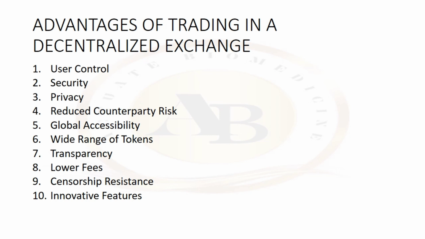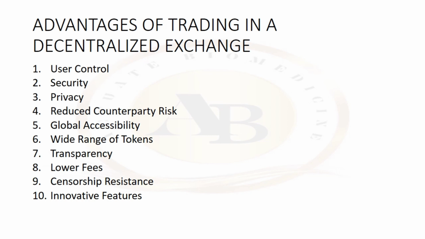4. Reduced counterparty risk. You do not need to trust a centralized entity to act as an intermediary. Instead, smart contracts automate the trading process, reducing counterparty risk. 5. Global accessibility. Decentralized exchanges are typically accessible to users worldwide, and they do not discriminate based on geographical location. Users from different countries can trade with each other without restrictions.